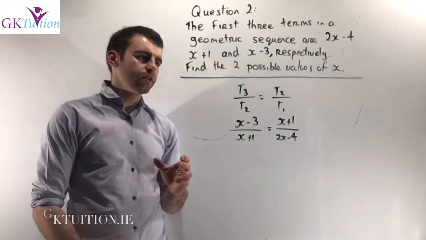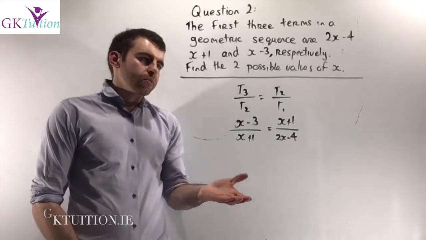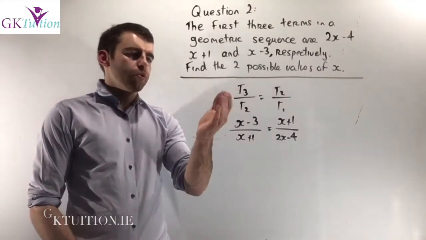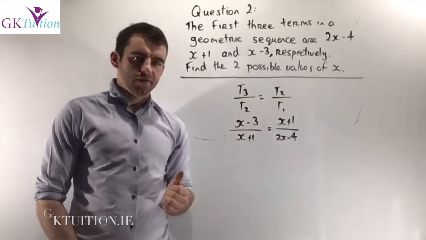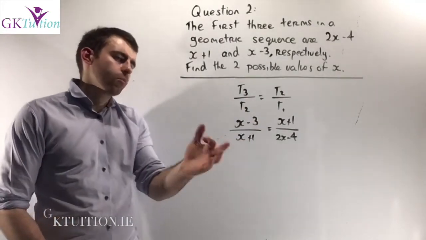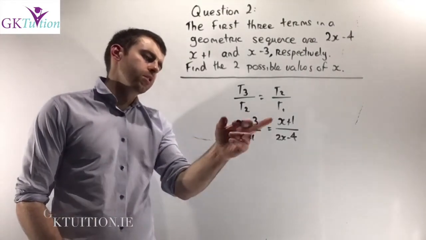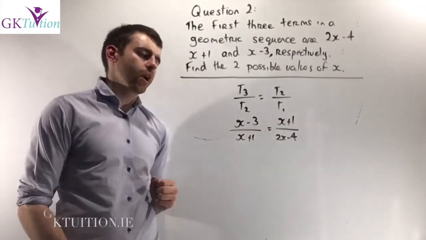Now this time I want you to find the two possible values of x. If the three terms are in geometric sequence, I know the third one over the second one equals the second one over the first one, because a common ratio must exist. So all I did was sub in. T3 is x minus 3, T2 is x plus 1. T2 is x plus 1 and T1 is 2x minus 4.